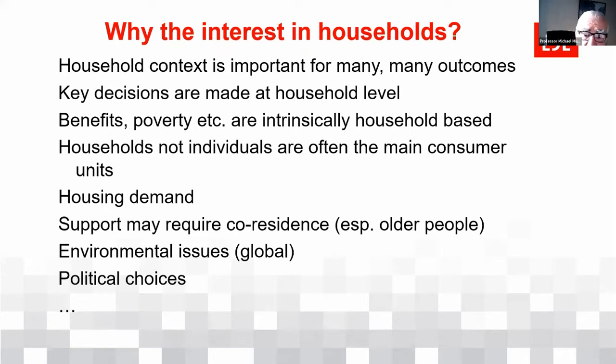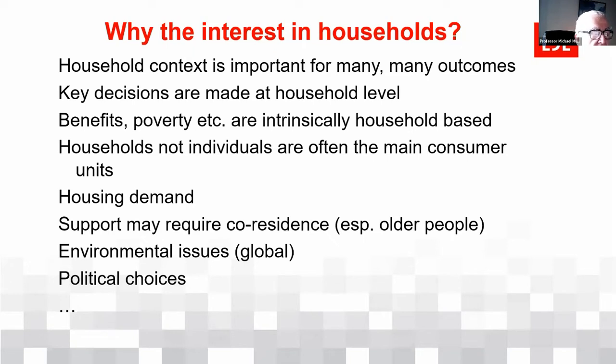As also pointed out in other contexts, there are major environmental issues linked to households. At the global level, things like consumption of water, electricity, etc., depend more on the number of households than on the number of individuals. And of course, households are at the centre of political choices. In the UK, we have something called a bedroom tax.